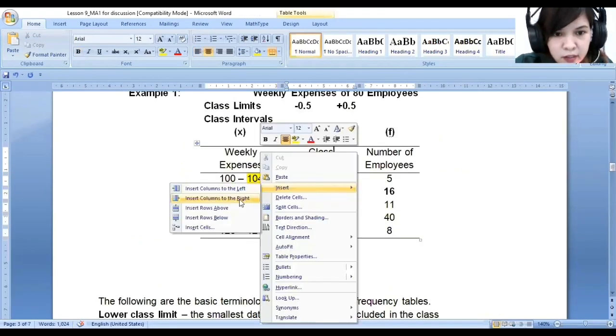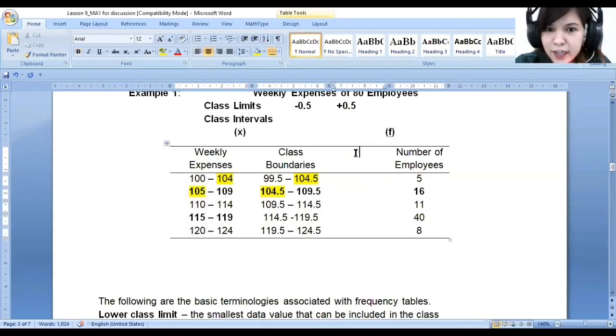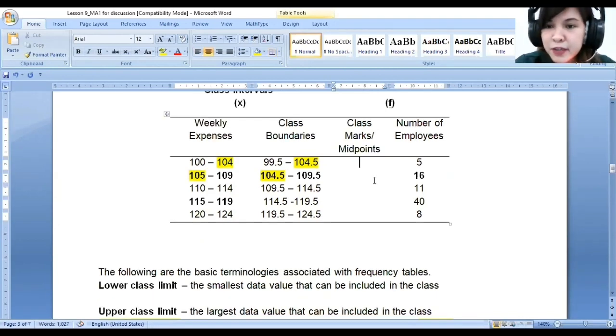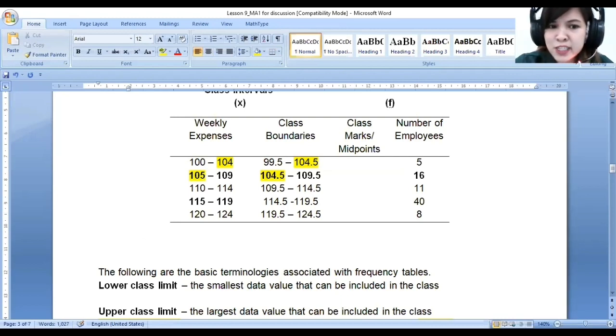Insert another column to the right. Ayan, nakikita niya. So lalagay ko dito, class marks. O tinatawag din siyang class midpoints. So, ang gagawin natin, yung nasa first column, na 100 to 104, lahat yun pababa, pagpaplusin mo siya, 100 plus 104 divided by 2. Nakukuha pa? O kaya naman, pwede mo siyang isa-isahin dito sa baba.